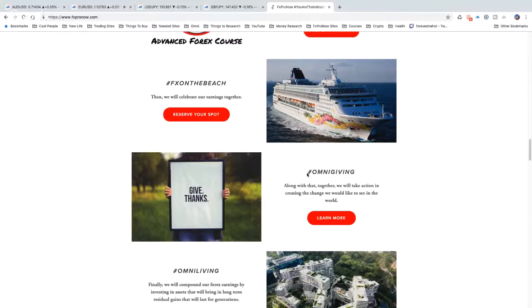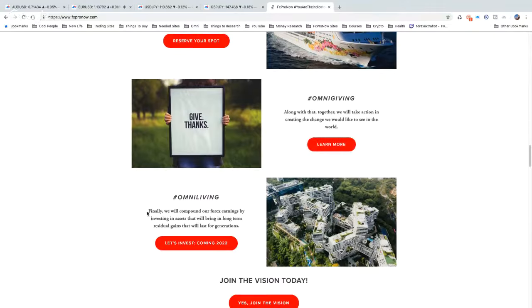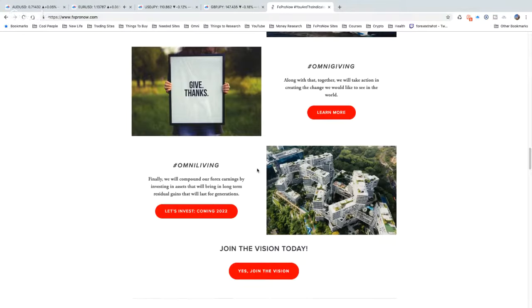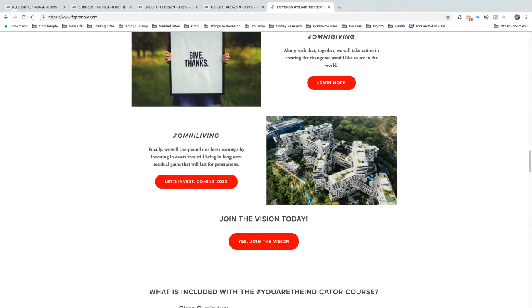And then the next step that we'll do is give back to the community. You can see the details of how we're going to be giving by clicking more. And then from there, finally, what we'll do is compound our Forex earnings by investing in assets that will bring long-term residual gains that will last for generations, by investing in real estate and other things like that. I currently own property and I gain a residual income from that property. And the feeling is beautiful. The fact that you can receive earnings that come in every single month based upon the Forex earnings that come in.